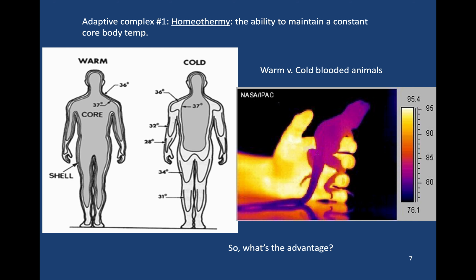Okay. Adaptive complex number 1, homeothermy. Now, this goes back 150 million years ago. In other words, humans aren't the only warm-blooded animals on Earth, right? This concept, this adaptive complex, goes back 150 million years. And once again, it goes back to the earlier slide where we share a lot of these adaptive complexes with other animals. But nonetheless, you add up all these adaptive complexes together with a couple of added things in the mix, which I'll get into, and it explains why humans are so successful.